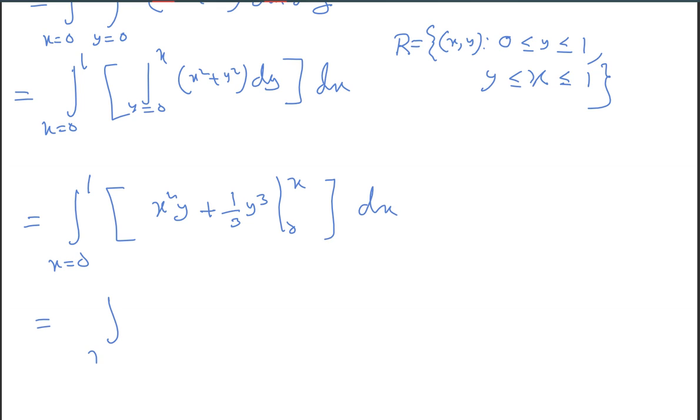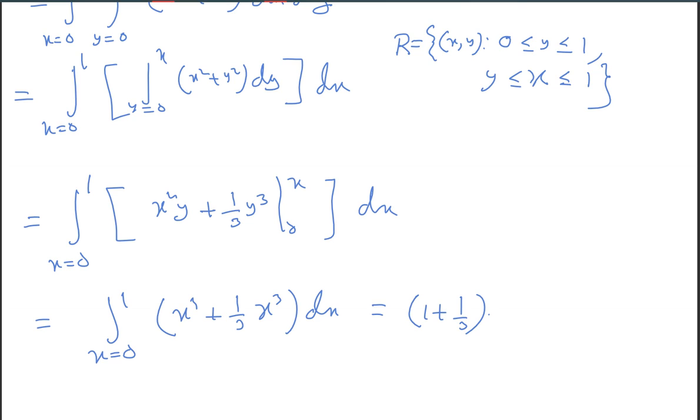So that is from x equal to 0 to 1. If you put y equal to x, it will be x cube plus 1 by 3 x cube, and if you put 0, it will be 0. So dx, that is 1 plus 1 by 3, that is 4 by 3 x cube. Integration of this will be 1 by 4.